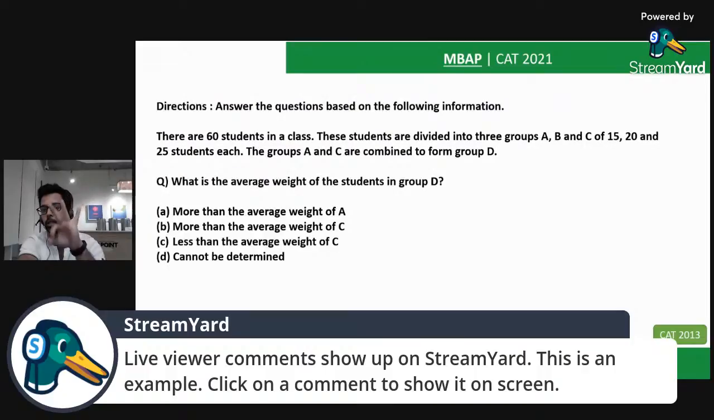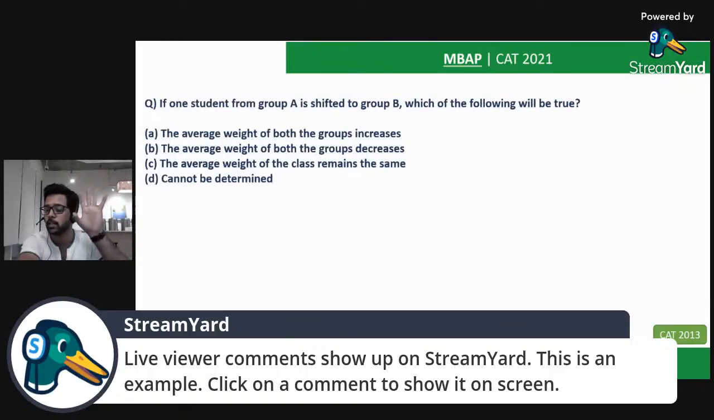A class has got three groups. The internal shifting from A to B, B to C, C to A is going to change the average of the respective group. But would there be any change in the average weight of the whole class? The whole class has got 15 plus 20 plus 25 students, which is 60 students, and that is not going to change. The total weight of the class is not changing, the number of students is not changing, so how can the average change? Hence the answer is option C, which says the average weight of the class remains the same.